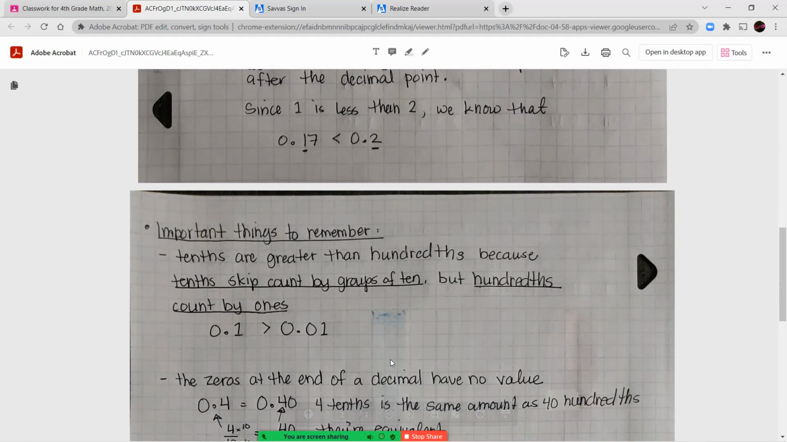Now, a couple important things to remember. Tenths are greater than hundredths because tenths skip count by groups of 10, but hundredths skip count by ones. So 0.1 is greater than 0.01. So think of this as 1 dime and 1 penny. A dime has more value than a penny.